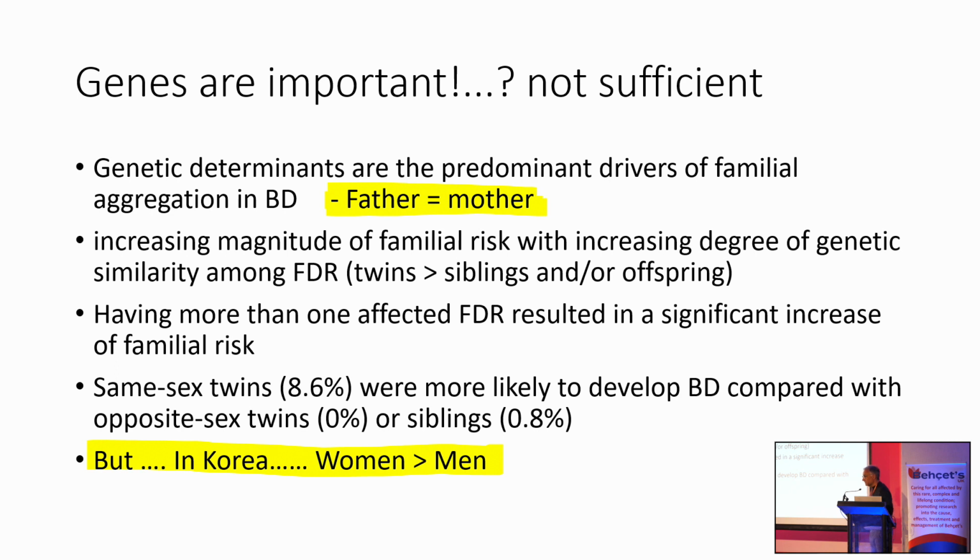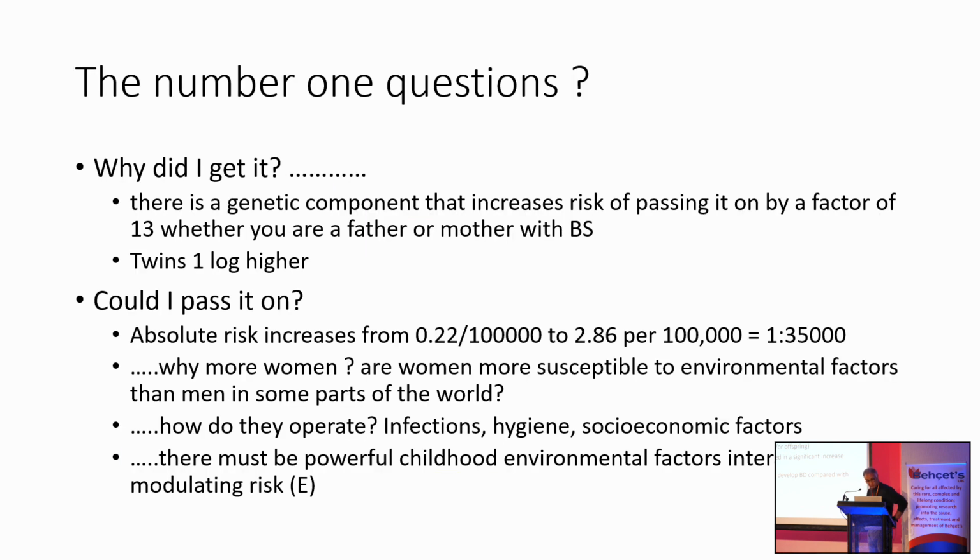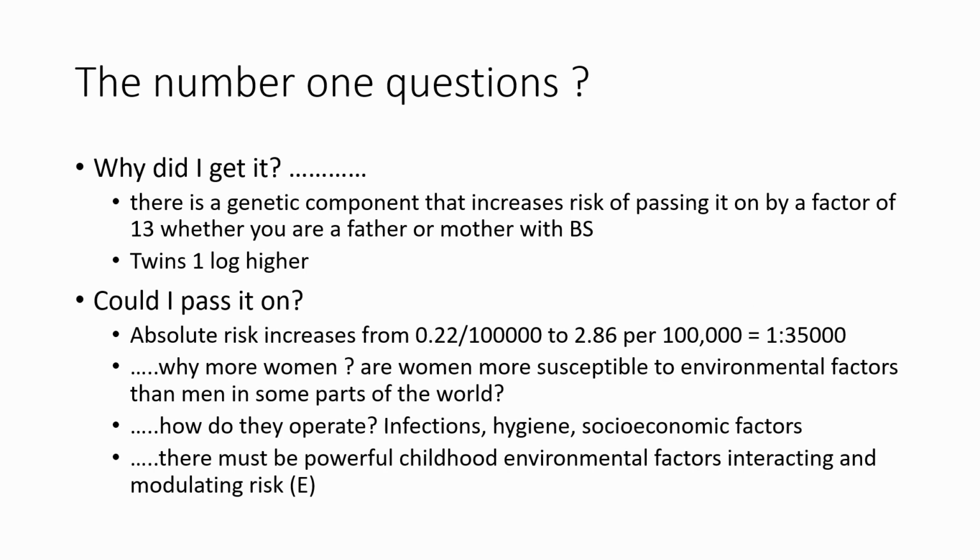So these authors took all this information into account and concluded that apart from the genetic factors, there were very powerful genome environmental interactions going on that accounted for that difference. What they could be, we don't know. So going back to our question, yes, there is a genetic component that increases the risk of passing it on by a factor of 13, whether you're a father or a mother with Behçet's. In absolute risk, that risk is actually very small. But something odd is also happening to explain the higher incidence and prevalence in women compared to men, and also the unexplained cases of Behçet's that develop it without that family history.